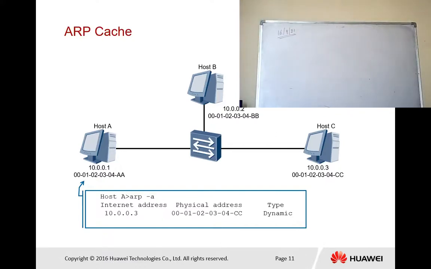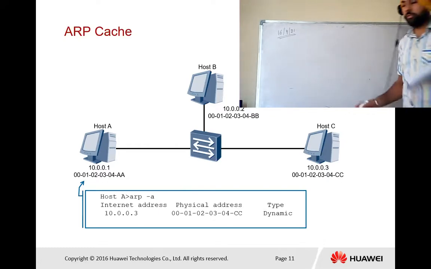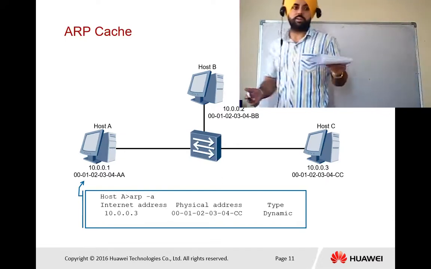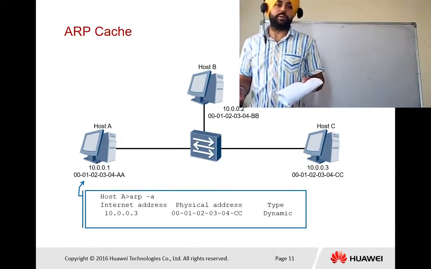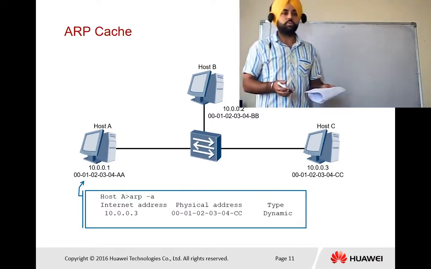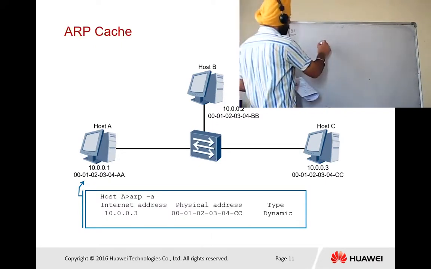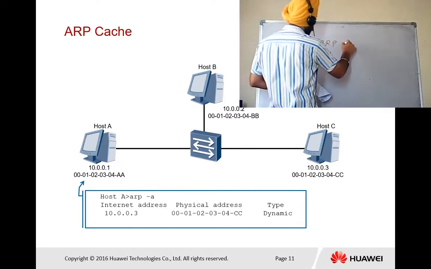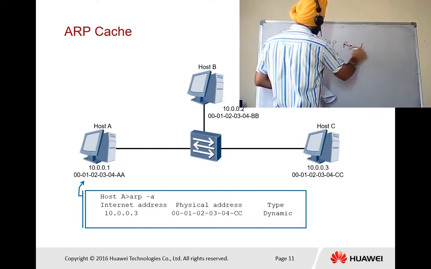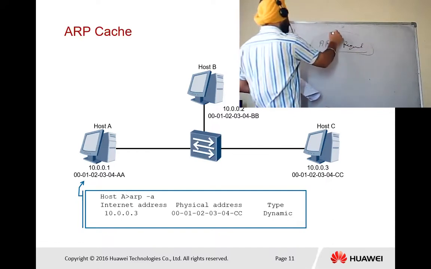As shown in the given image, you can see they are not sending an ARP request to host C. Why are they not sending? Because in the ARP table, the MAC entry is there. If the MAC entry is there, there is no need to send any ARP request. No need.